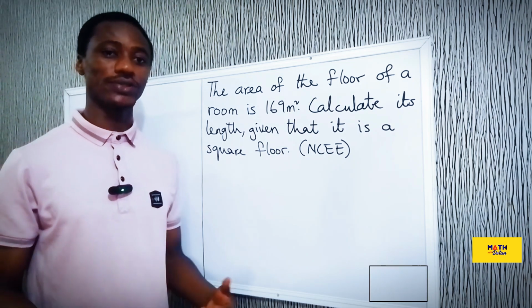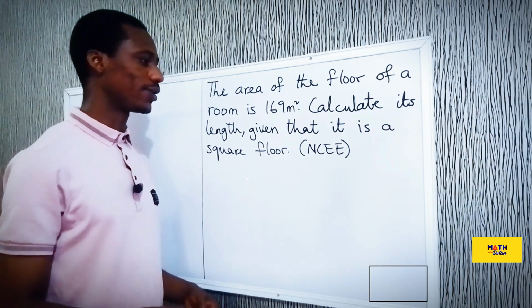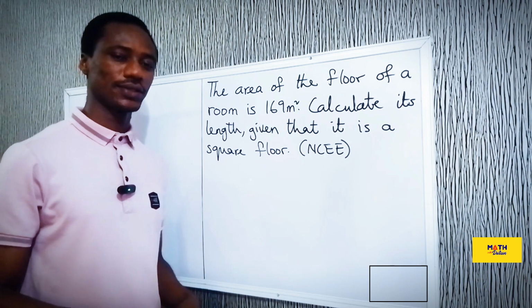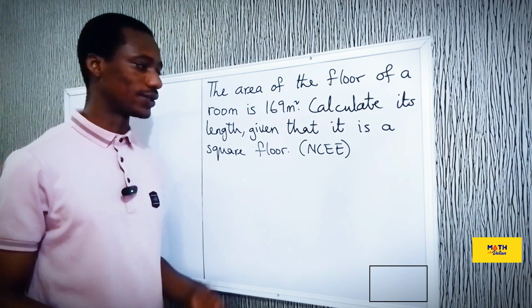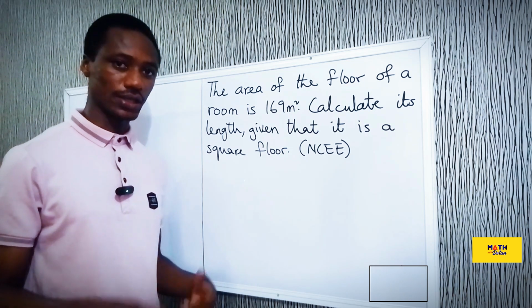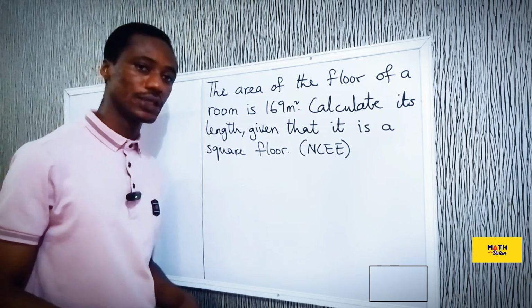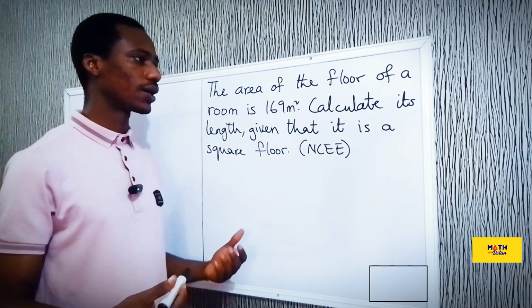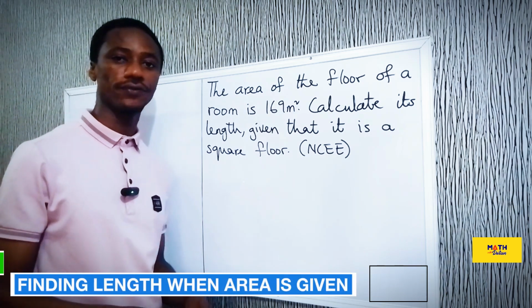All right, in this question we are to calculate the length of a given floor with an area of 169 meters squared. This is also a national common entrance exam question. Let's see how we can tackle this kind of question. The area of the floor of a room is 169 meters squared. Calculate the length given that it is a square floor.